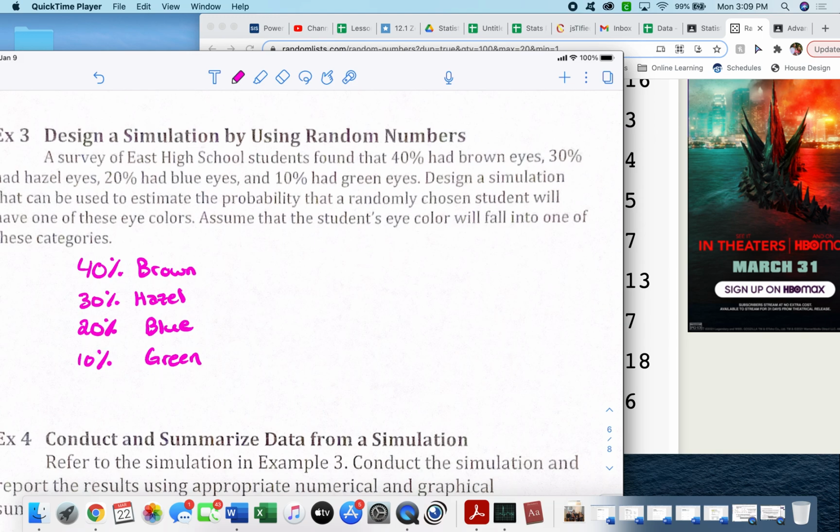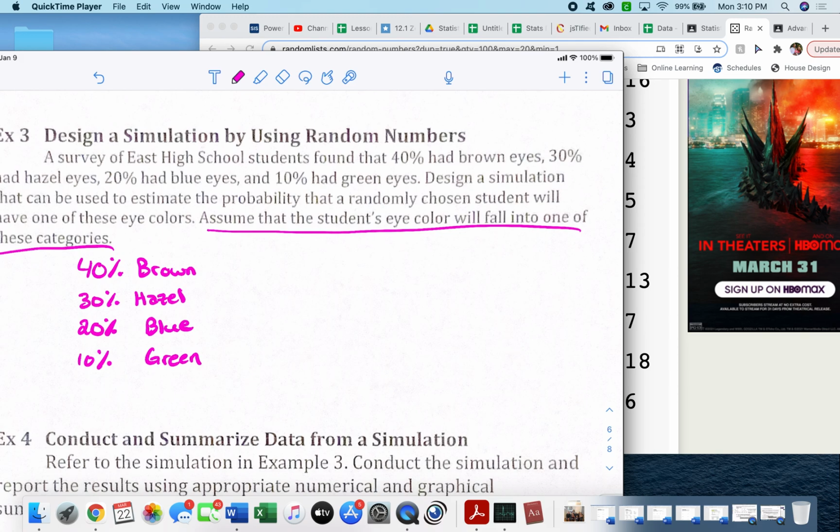So Chase Osdick said they have no eyes, like they're missing their eyes. And I said that's not an option because it says assume that the student's eye color will fall into one of these categories. So we're assuming that we don't have anybody with no eyes, okay? Like they don't have eyes.